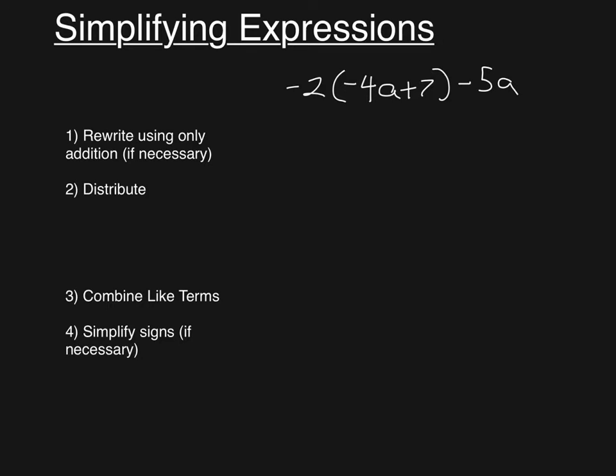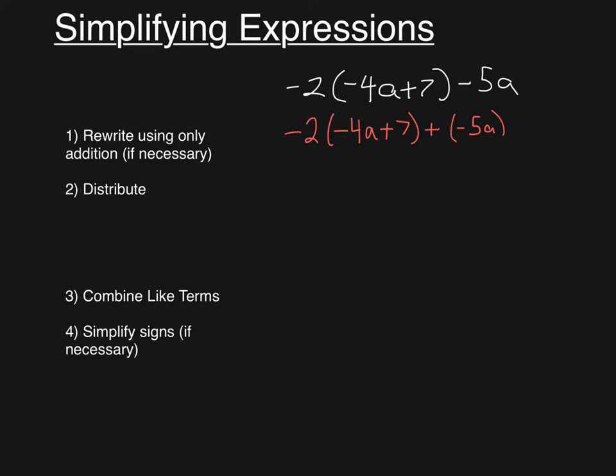Our first step, like we've been doing with all of these problems, is to rewrite each expression using only addition if necessary. So if we see any subtraction, we're going to change it to addition. In my first example here, I have a -2. There's no subtraction here. That's just a -2 times, and inside my parentheses, I have a -4a plus 7. Even though we have a -4a, there's no subtraction in here, so I don't need to change anything to addition. And then at the end of my expression, I have a -5a. So there's my subtraction. I'm going to change that to an addition problem, and that's going to become plus -5a.